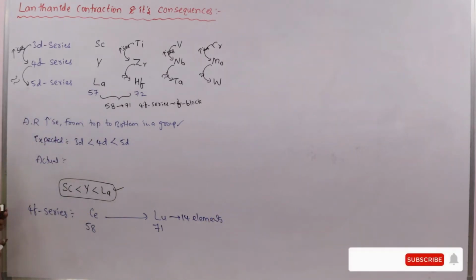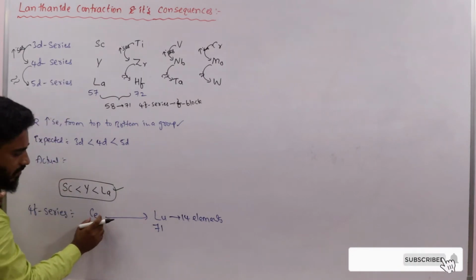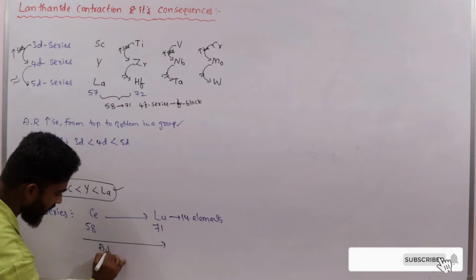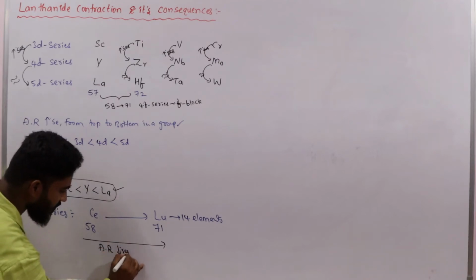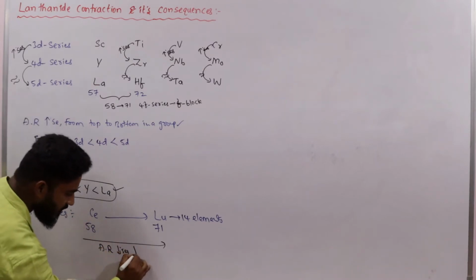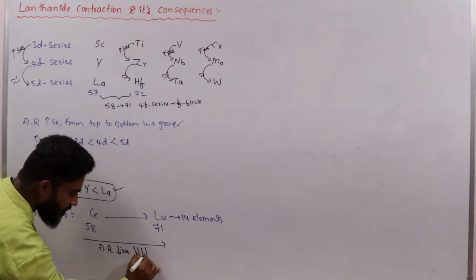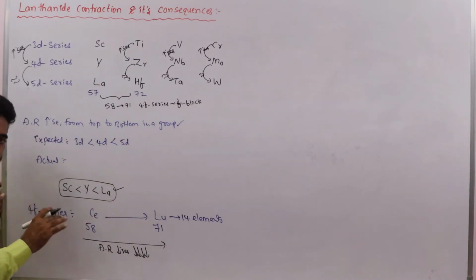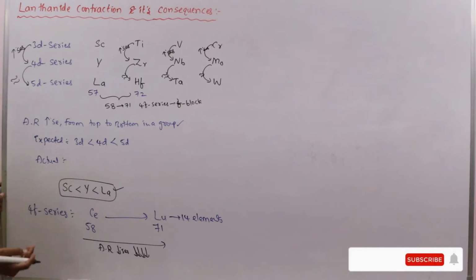From cerium to lutetium, atomic radius decreases as we expected. But here the decrease is very large. From cerium to lutetium the atomic radius decreases, but there is a larger decrease than expected. That is due to the lanthanide contraction.